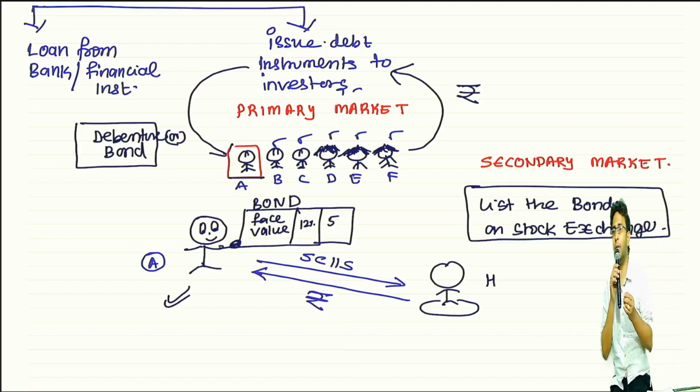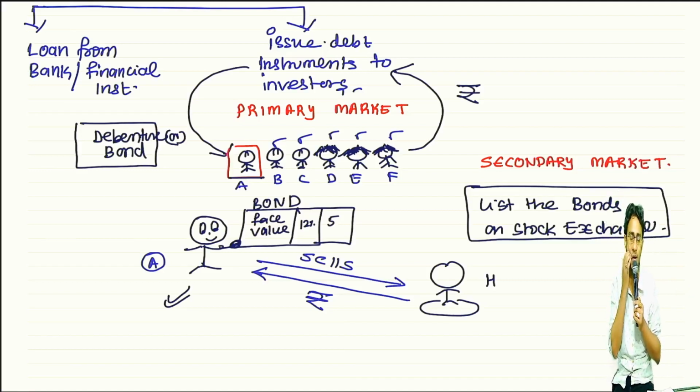Sir, market means what? As in market, what is there? Sir, it's simple. Market is nothing but there will be three things importantly: buyer, seller, and the asset which is actually getting traded. Here, what is the asset that is getting traded? The bond is the asset that is getting traded. Sir, bond is liability, no? Bond is liability.